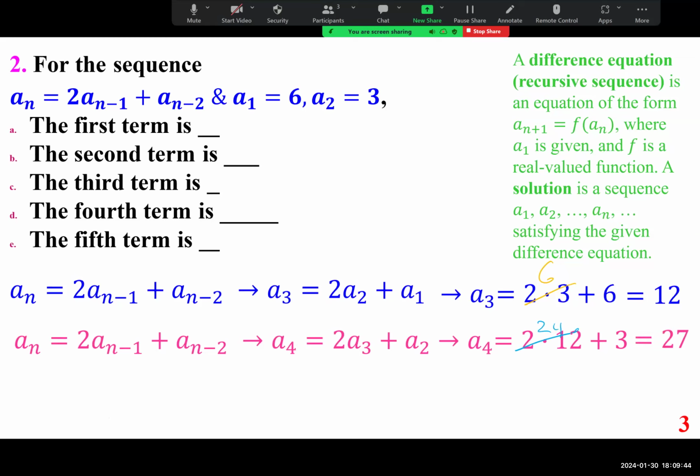The first one was given, the second one was given, and the third one is 12. The fourth one is 27. And I'm going to leave the last one for you to find in the same manner using the difference equation that is given.